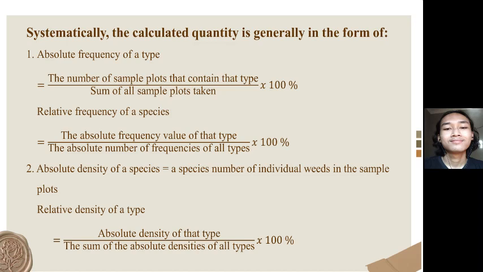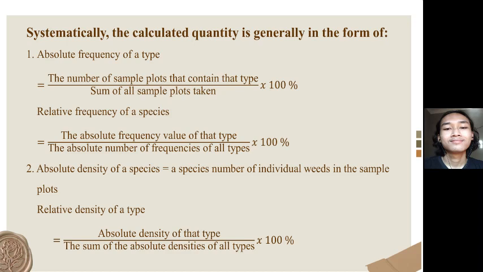Systematically, the calculated quantity is generally in the form of Number 1. Absolute frequency of a type: the number of sample plots that contain that type per sum of all sample plots taken, multiply 100%. Relative frequency of a species: the absolute frequency value of that type per the absolute number of frequencies of all types, multiply 100%.